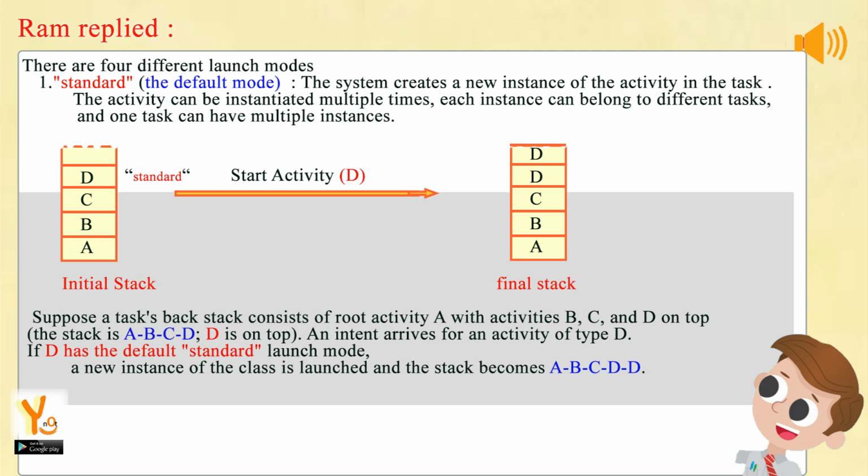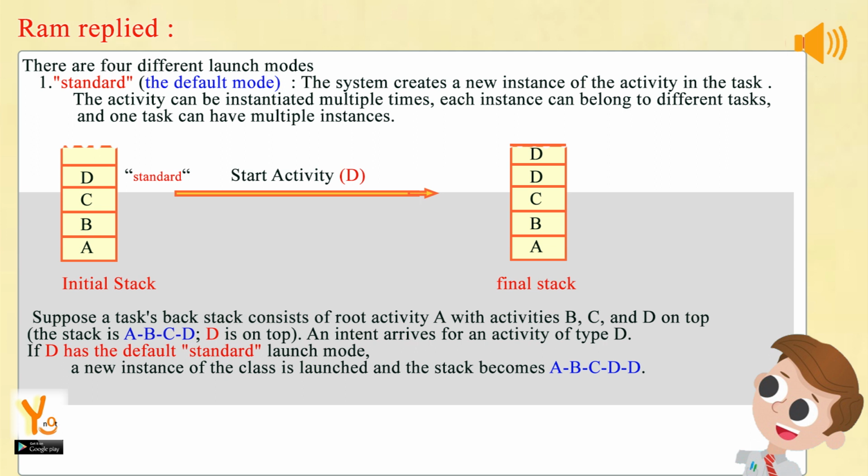There are 4 different launch modes. 1. Standard, the default mode. The system creates a new instance of the activity in the task. The activity can be instantiated multiple times, each instance can belong to different tasks, and one task can have multiple instances.